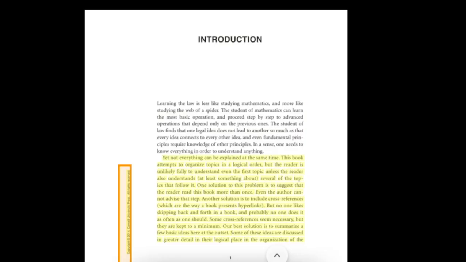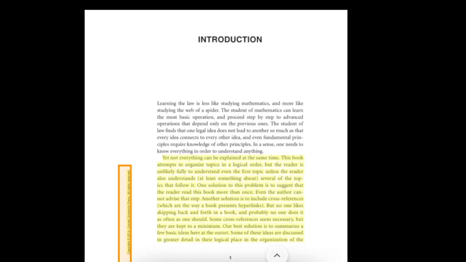Yet not everything can be explained at the same time. This book attempts to organize topics in a logical order, but the reader is unlikely fully to understand even the first topic unless the reader also understands, at least something about, several of the topics that follow it. One solution to this problem is to suggest that the reader read this book more than once. Even the author cannot advise that step. Another solution is to include cross-references, which are the way a book presents hyperlinks. But no one likes skipping back and forth in a book, and probably no one does it as often as one should. Some cross-references seem necessary, but they are kept to a minimum.